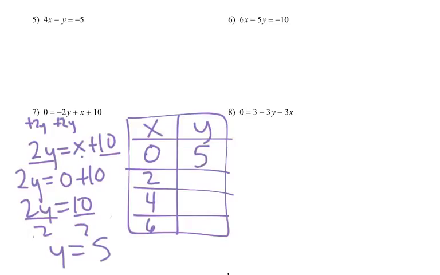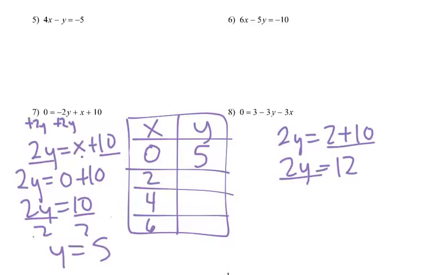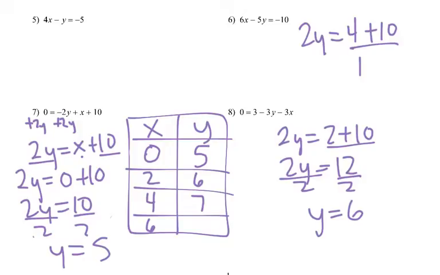We do it with a 2. 2y equals 2 plus 10. 2 plus 10 is 12, equals 2y. To separate, we divide by 2. y equals 6. Okay, looks like I'm adding 1, so I'm guessing that's going to be 7. Let's check it. 4 plus 10 would be 14. So 2y equals 14, divide by 2, and y would equal 7, which is true, making that one 8. Okay, so you can mix things up.